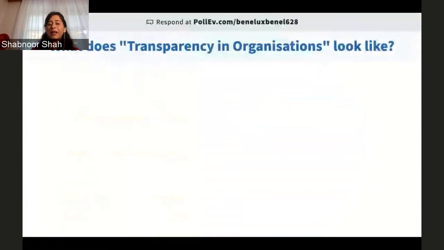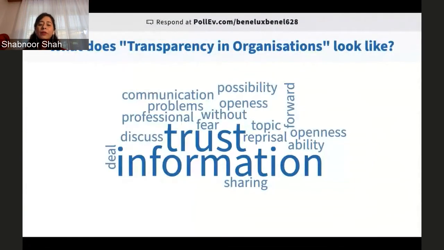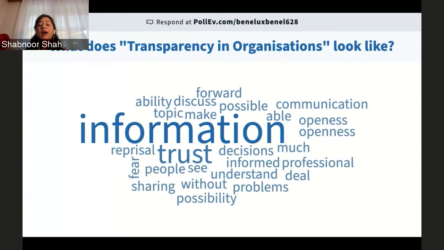So before we deep dive into the topic, join us on the poll and share what you think transparency looks like in organizations. What words come to your mind? And how do you personally feel about it?